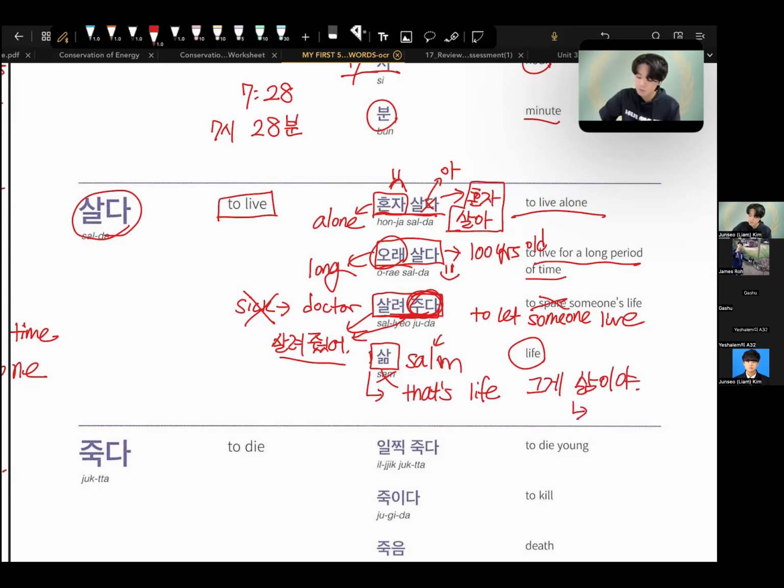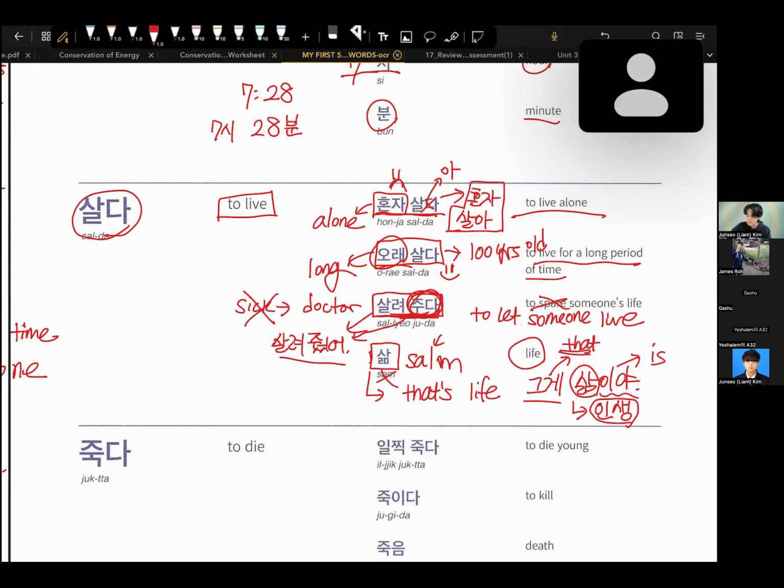Another word for saying it is 인생. So yeah, 삶 and 인생, they both mean life. And it's like a famous meme in Korea. People say, hey, that's life. 그게 means that. 이야 means is. 삶 means life, right? So that is life. 그게 삶이야. Or 그게 인생이야. To express how life is really hard, people say something like this to their friends or to their close ones.